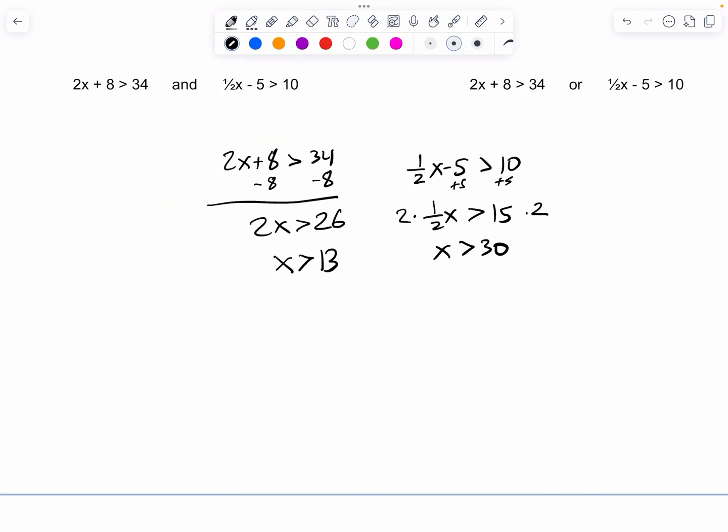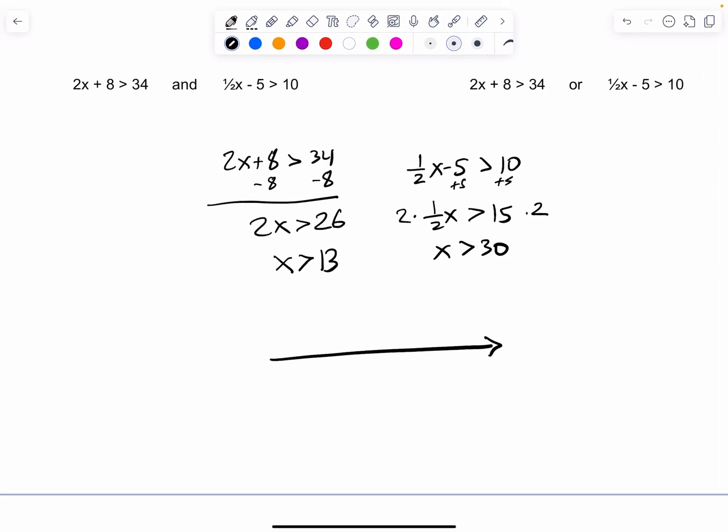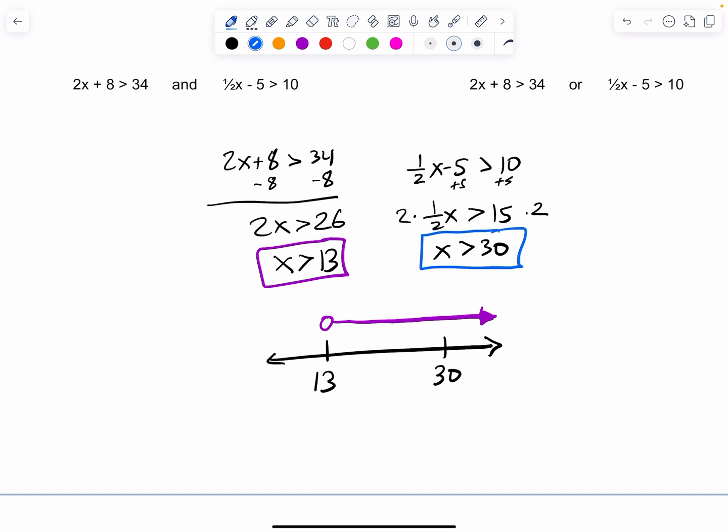So I can actually draw this a couple ways. Open number line, so we're not going to write all the numbers. Here we have 13. Here we have 30. And this is greater than 13. So head it off in that direction. Greater than 30. All right, now I'm going to take this and put it for both.